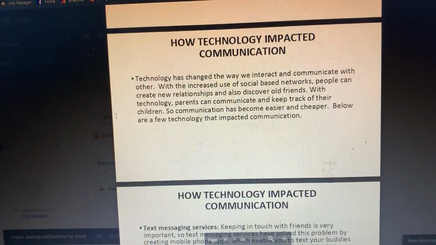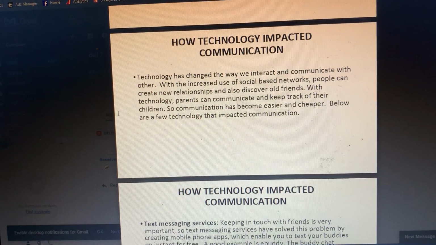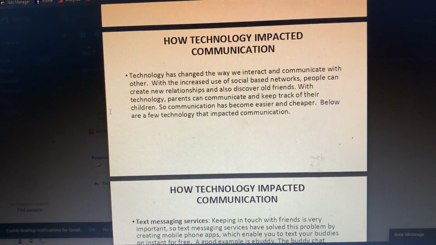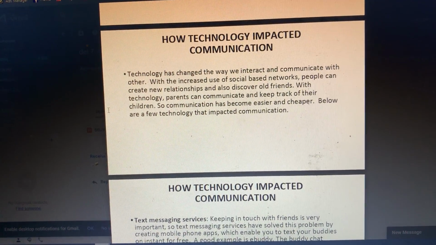How technology impacted communication. Technology has changed the way we interact and communicate with one another.